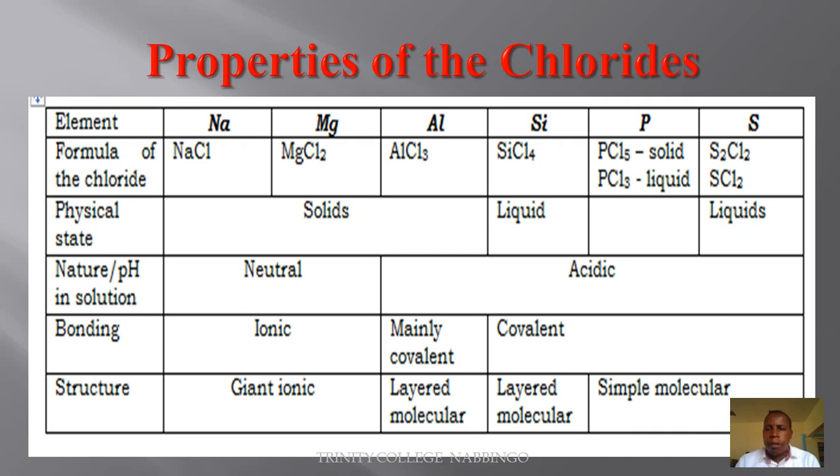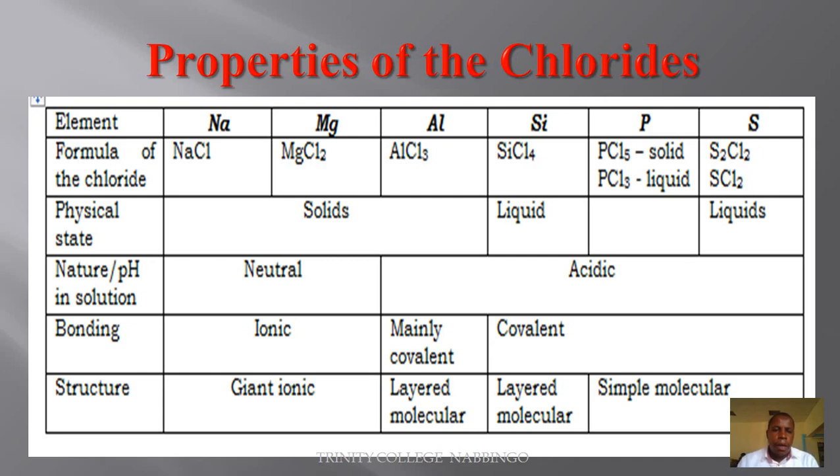Notice the states. Phosphorus pentachloride is a solid, white in color. Phosphorus trichloride is a liquid. Sulfur likewise has 2 chlorides. For physical state, sodium, magnesium, and aluminium chlorides are solids. Silicon tetrachloride is a liquid. For phosphorus, we have seen that one of them is a solid and the other is a liquid. And for sulfur, its chlorides are liquids. Then the pH in solution: sodium and magnesium chlorides are neutral, the rest are acidic.